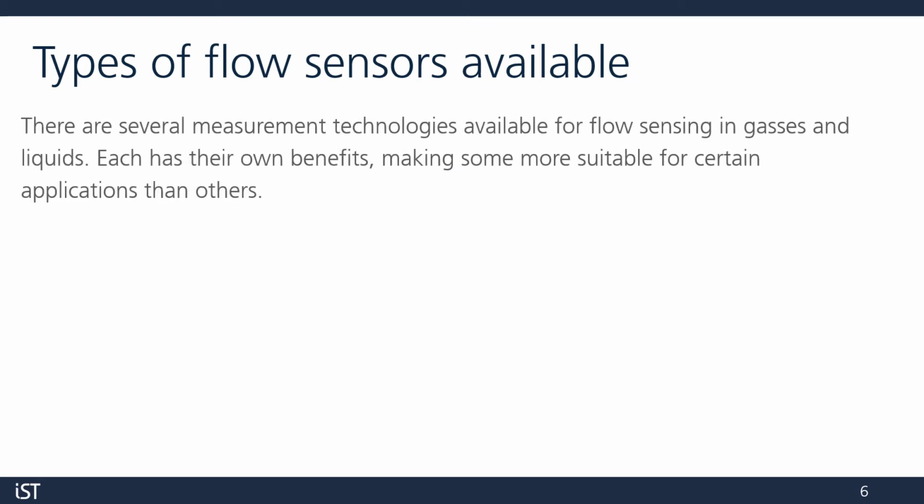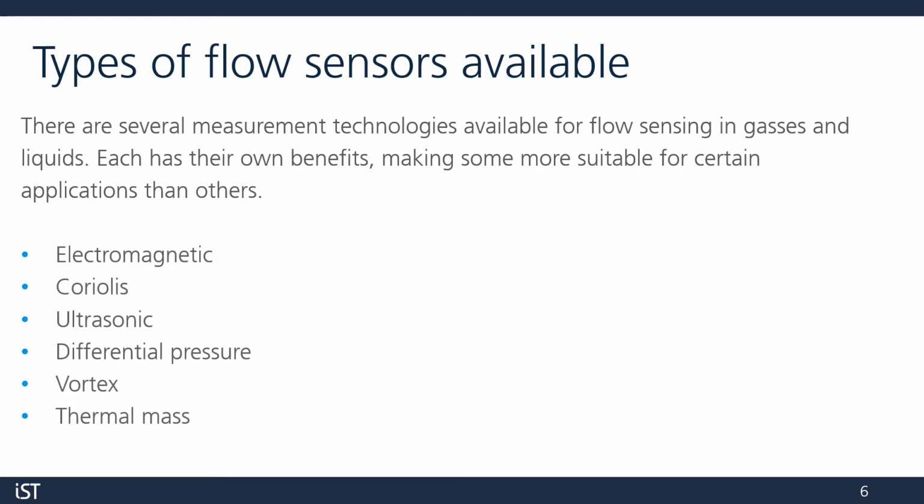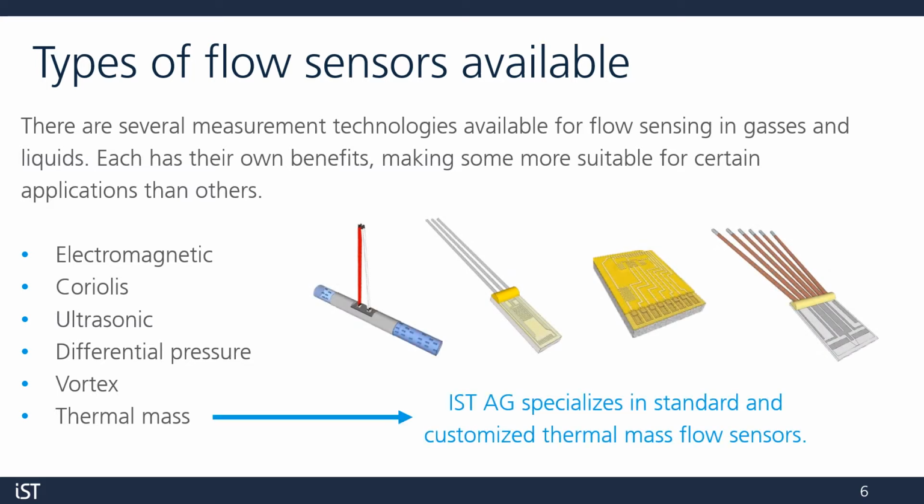There are many different measurement technologies available for flow. Some are more suitable than others for certain applications. Some common ones include electromagnetic, Coriolis, ultrasonic, differential pressure, vortex, and thermal mass. At IST, we specialize in the standard and custom thermal mass flow sensors. Let's get into how these sensors work.